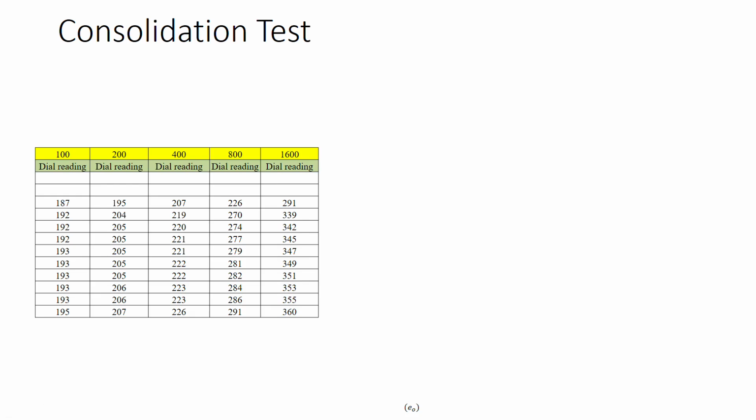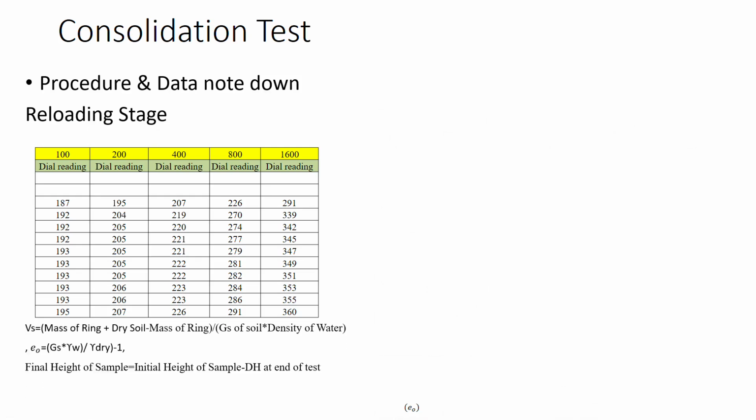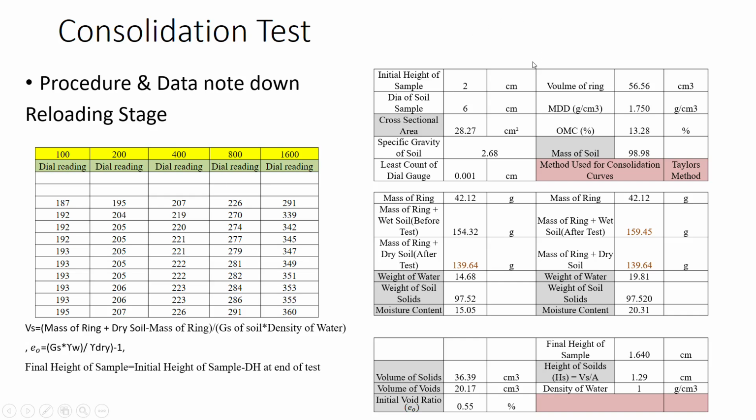This is again the loading stage, in which we load from 100 up to 1600 kPa. These are basically the important initial parameters you need to know. Height and diameter of the ring, from which you find the volume of the ring. These are the two parameters obtained from the Proctor test, which are the MDD and OMC. This is the specific gravity of the soil, which is obtained from the pycnometer test.